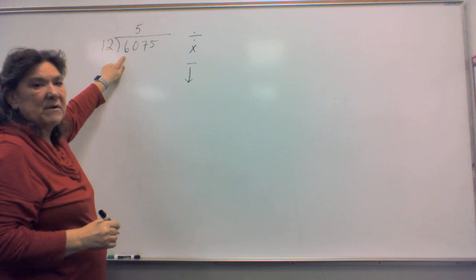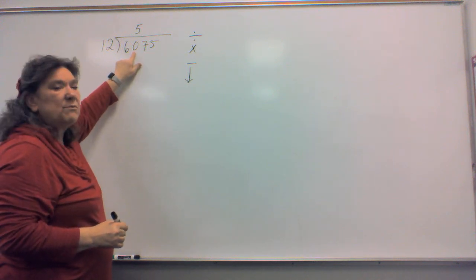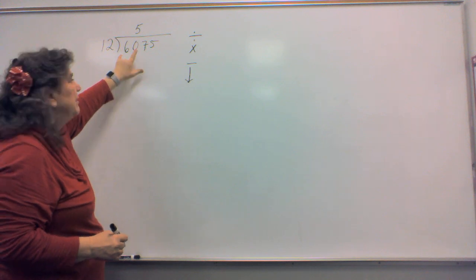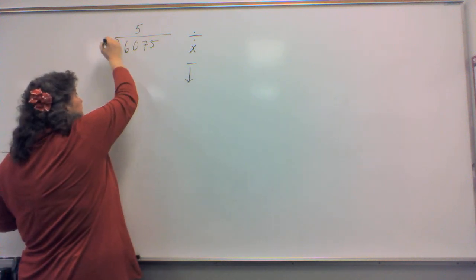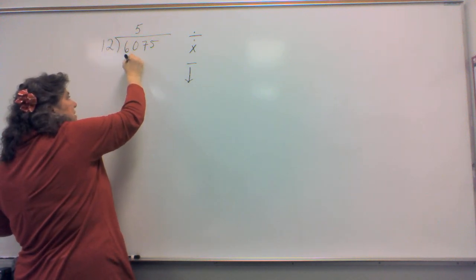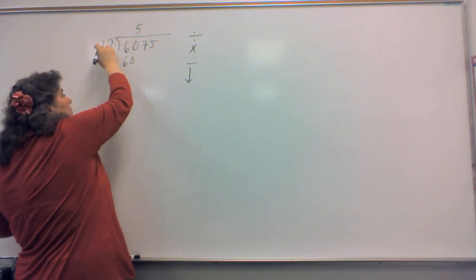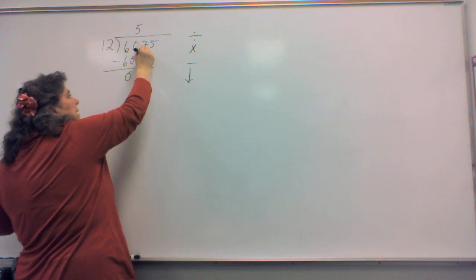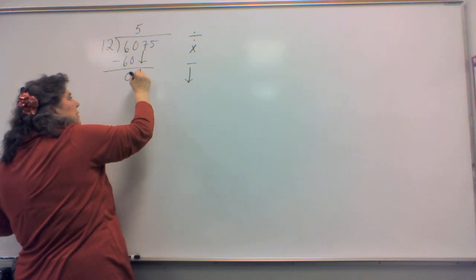It doesn't go above the 6, it goes above the 0, because it took 60 for 12 to go into it evenly. 5 times 12 is 60, so you see we did divide, then we multiply. Now we subtract and get 0. Now bring down the next number.